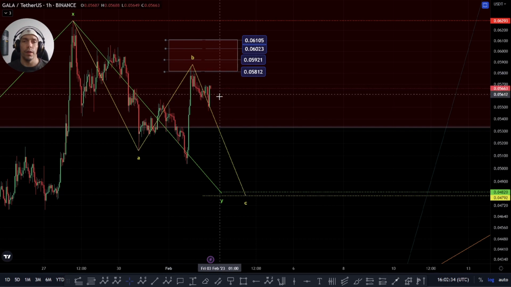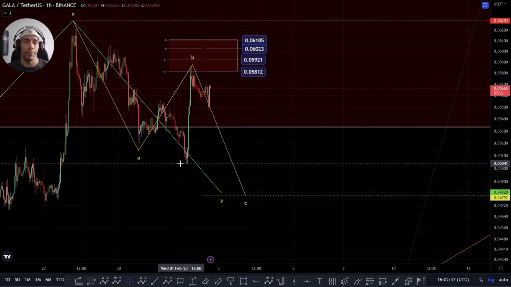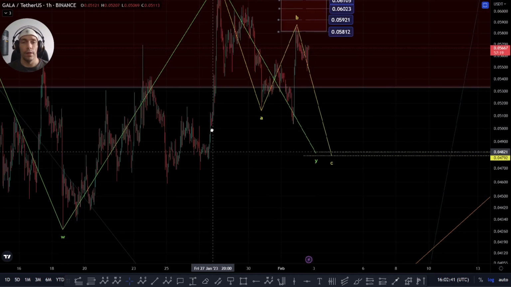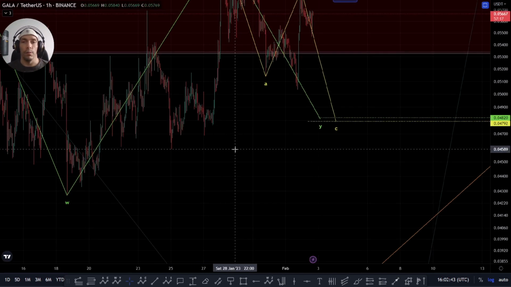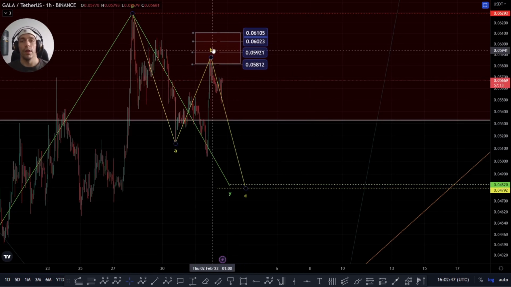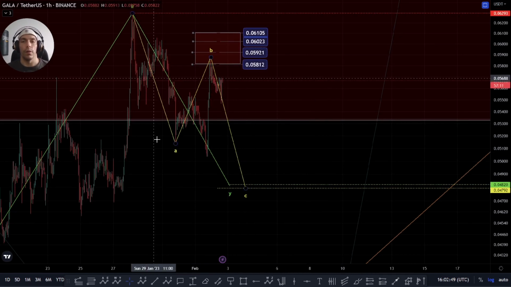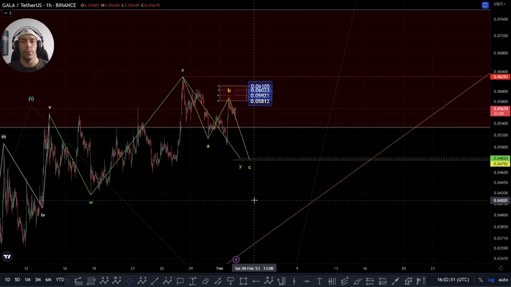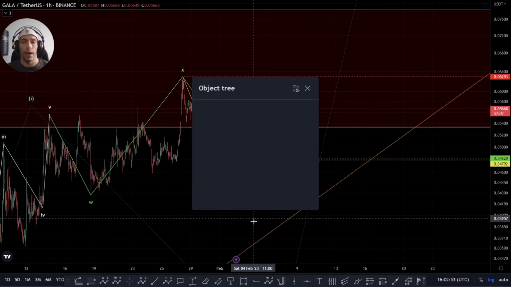If we start to break down here and actually look to take this low point again of this 5038 and potentially move down and take out some of this other structure, then it is possible we could be in this option. Though, like I said, it's not my preferred count, it's just something I am keeping an eye on.